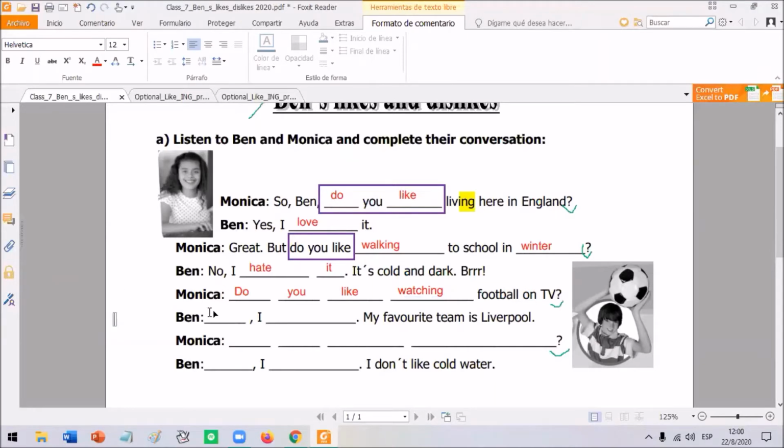Okay, what does he say now? Can you write it on the chat? Excellent. Yes, I do. So, do you like watching football on TV? Yes, I do. My favorite team is Liverpool. Okay, now we have to complete the whole question. Ahora les toca a ustedes escribir toda la pregunta. Tienen como pista ya la cantidad de palabras que van a usar y si prestan atención a todo lo que vino antes, muchas de esas palabras las pueden anticipar. So, let's listen.